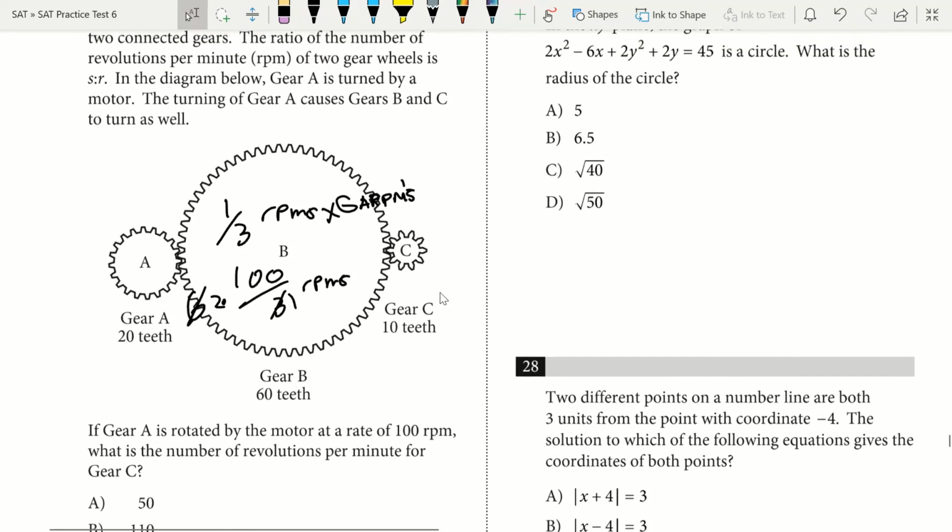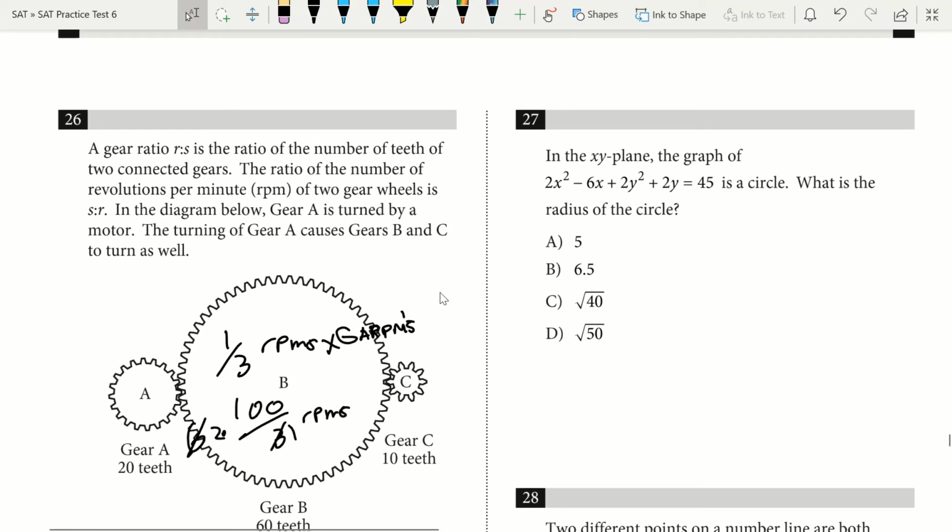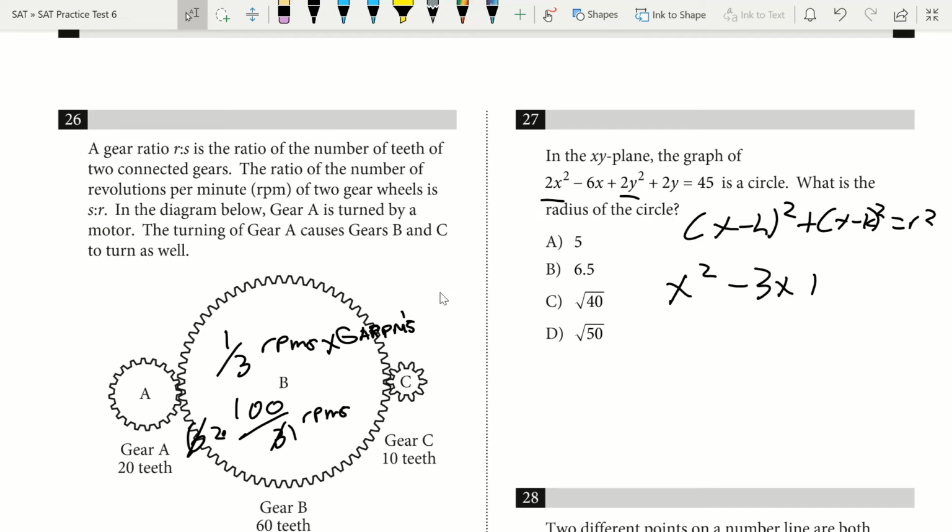All right, now we move on to question 27. In the xy plane, the graph of 2x squared minus 6x plus 2y squared plus 2y equals 45 is a circle. What is the radius of the circle? All right, well, we know the formula for a circle is going to be x minus h squared plus y minus k squared equals r squared. We see we have 2x squared and 2y squared, so we have to divide this whole equation by 2. When we do that, we will get x squared minus 3x plus y squared plus y is equal to 45 over 2.